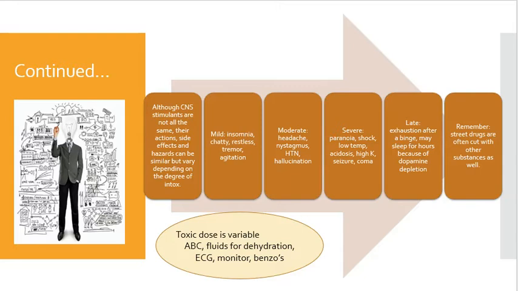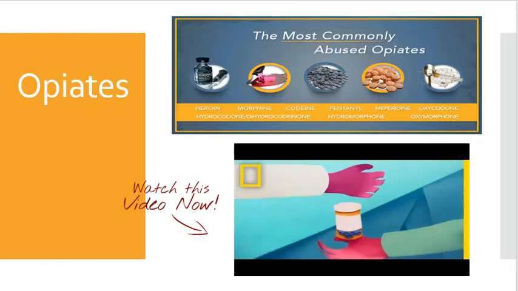Opiates. So before we go into opiates, I'd like you to take some time to pause this video and watch the video located in this PowerPoint on opiates. The most commonly abused opiates that we see are heroin, morphine, codeine, fentanyl, Demerol, oxycodone, hydromorphone, and oxymorphone.